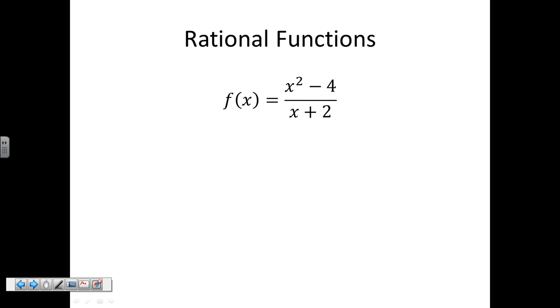Now here is a rational function. It's just a function that is equal to a rational expression. Now we're not going to do anything with this today. We're actually going to spend a whole section talking about rational functions later. I just wanted to show you what a rational function looks like for right now.